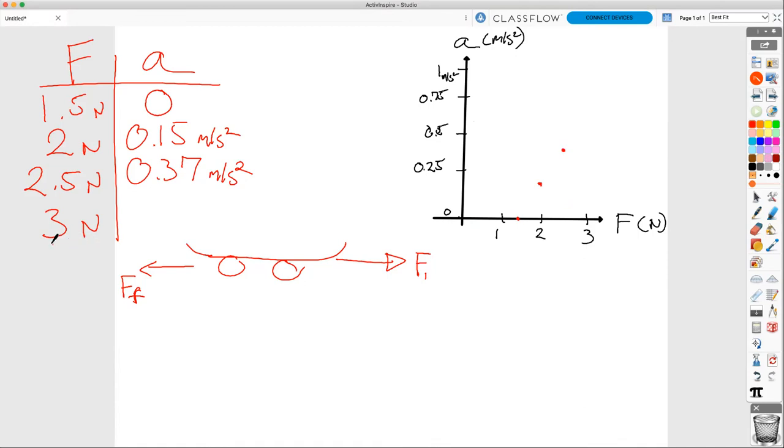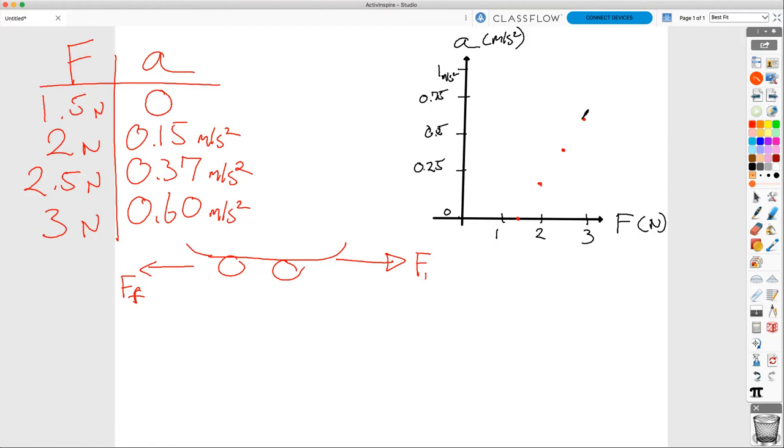All right, 3 newtons. Our acceleration we calculated was 0.60 meters per second squared. So let's go up to 3 newtons, 1, 2, 3, and then we need to go up to 0.6. But here's 0.5, 0.6 is just a little bit above that, right there. There we go. All right, there's our plot. We plotted all of our points.